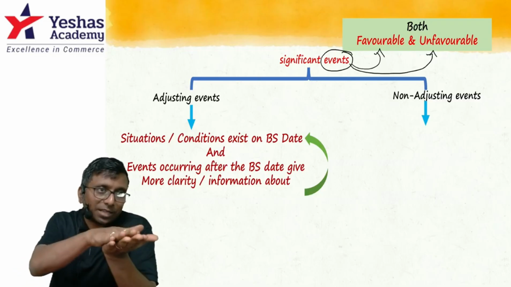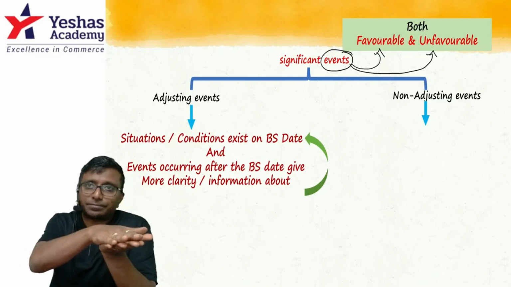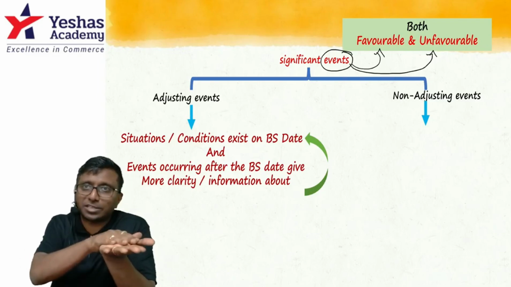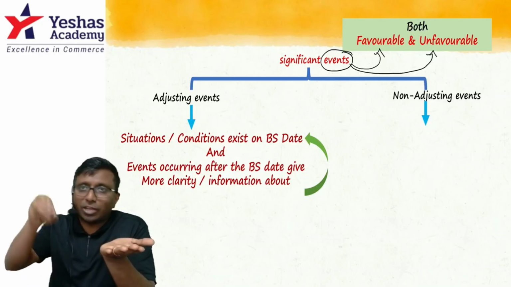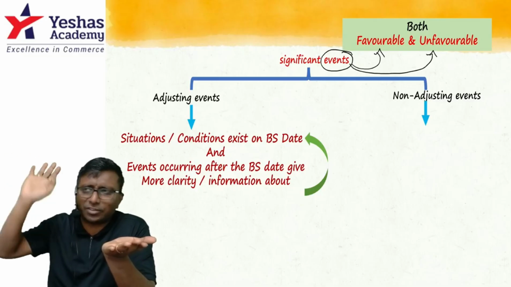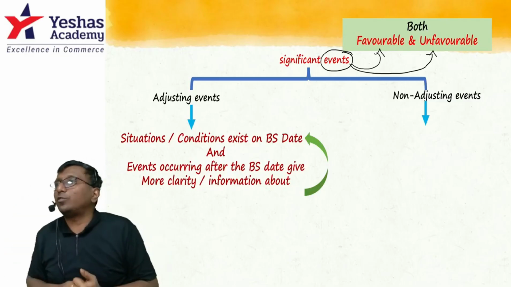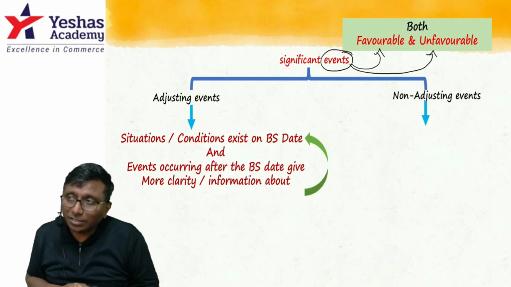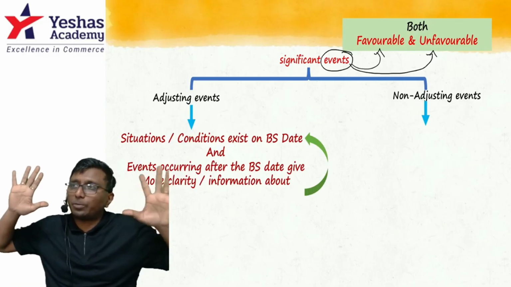We made a provision as on 31st March, expecting we will lose the case. In May, before closing the financials, we got a favorable judgment. That means we were no more liable to pay.